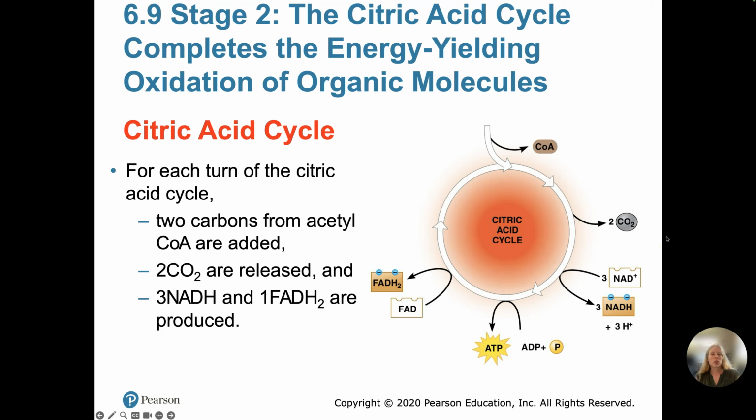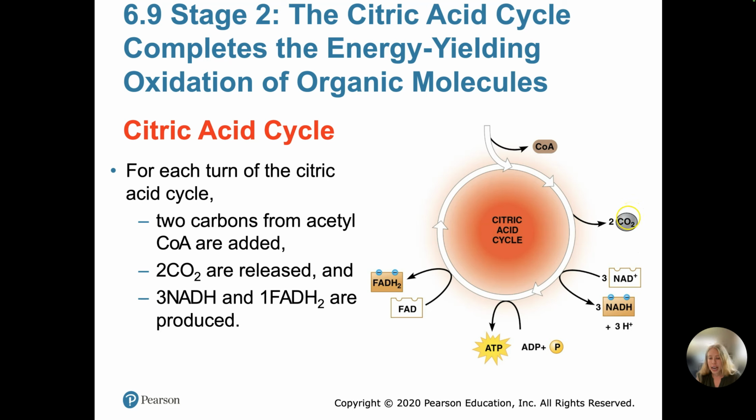The citric acid cycle completes the energy yielding oxidation of organic molecules, and it's often represented with a circle, and each circle represents 1 turn of the citric acid cycle. So for each turn of the citric acid cycle, you'll get 2 carbons from acetyl-CoA being added to the cycle. 2 carbon dioxides are released, which we see right here. And then 3 NADH and 1 FADH2 are produced.